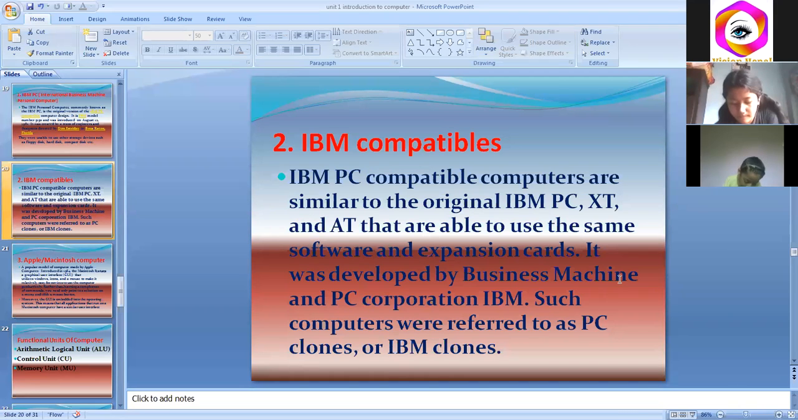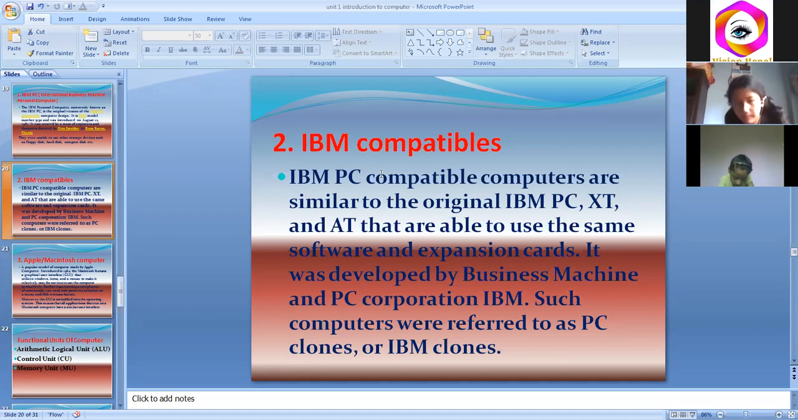Okay, that means an IBM compatible is similar to the IBM PC, XT or AT, which are able to use the same software. The IBM PC and IBM compatibles both have the same software and expansion cards. Right? They are able to use the same software and expansion cards.